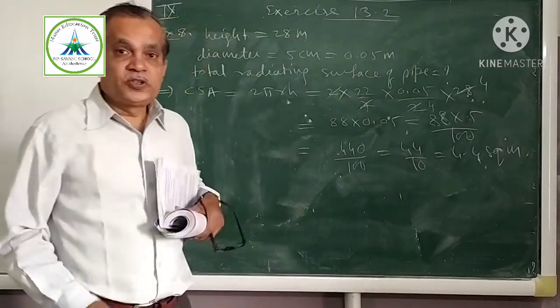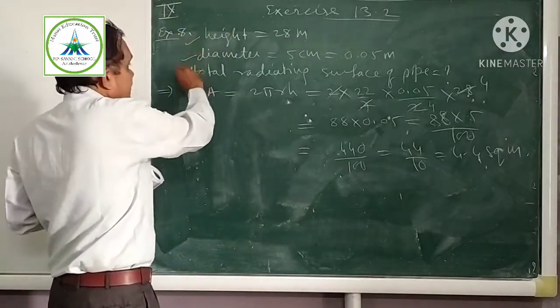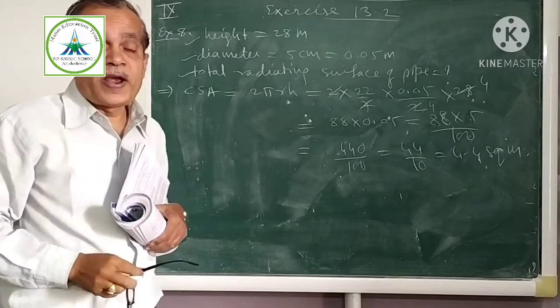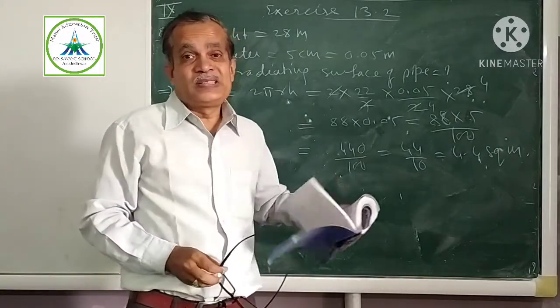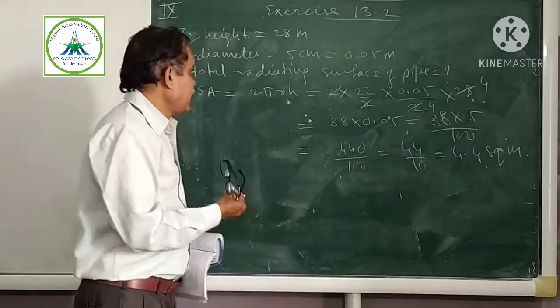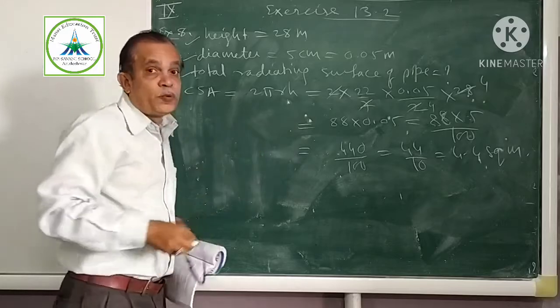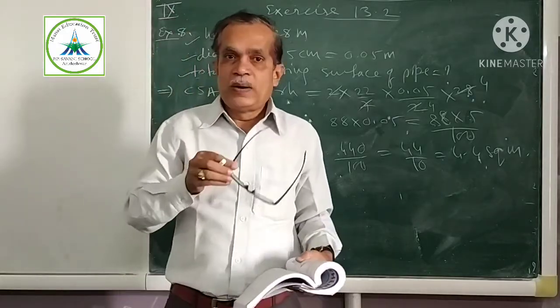Got it? See students, after reading the example, what is given, that is very important. What is asked to find, that is very important to understand. And if you understand the given and the to-find, the second thing is that from this given and asked, we should know what is the formula for the required example.